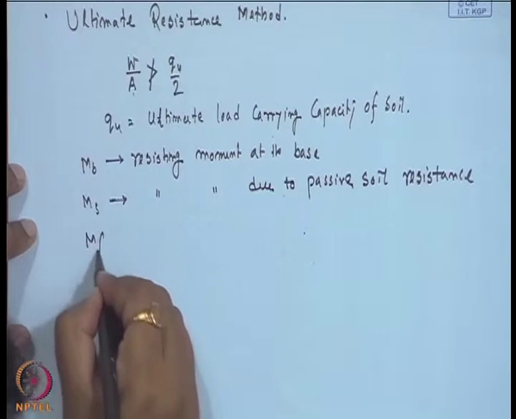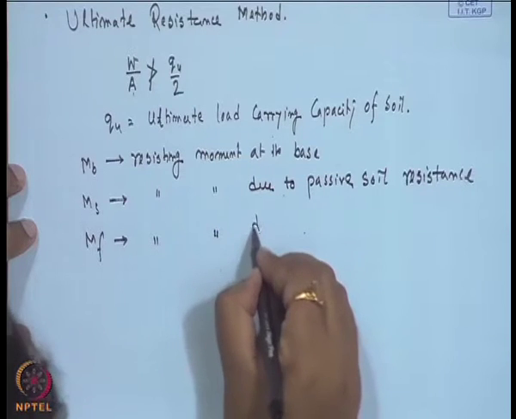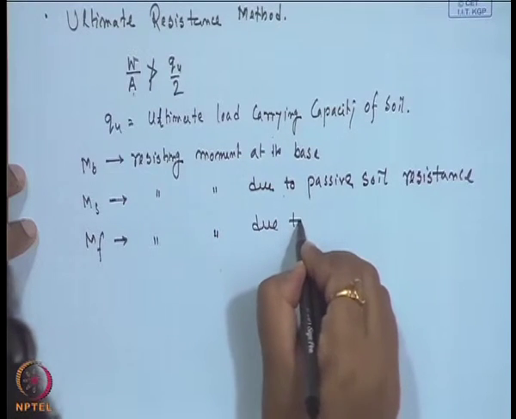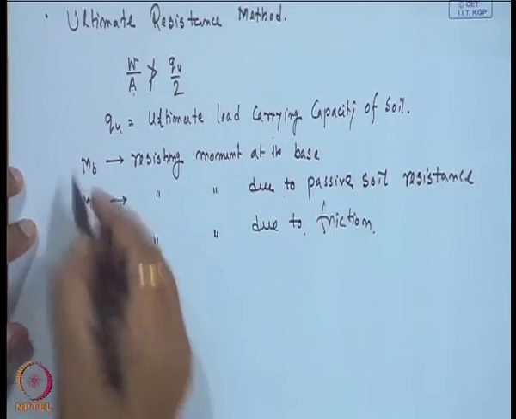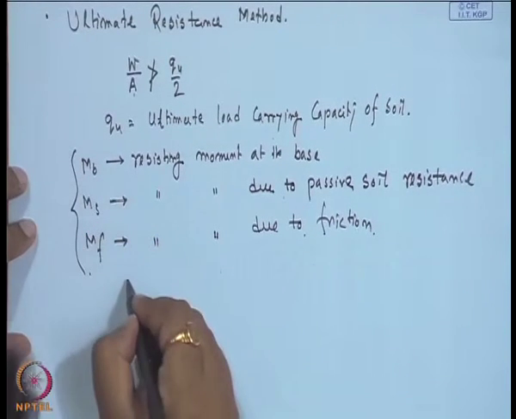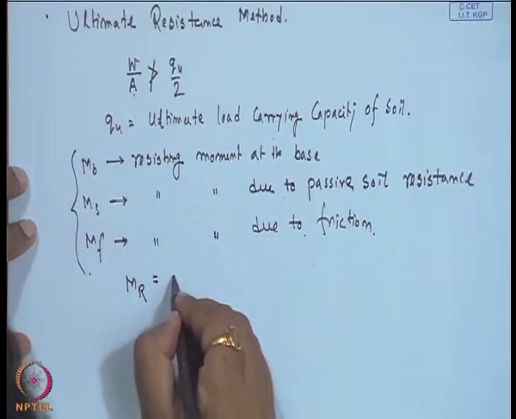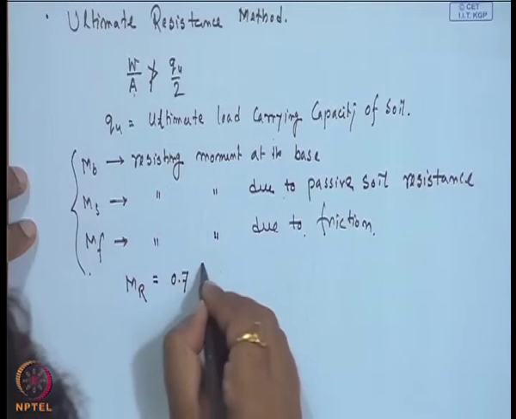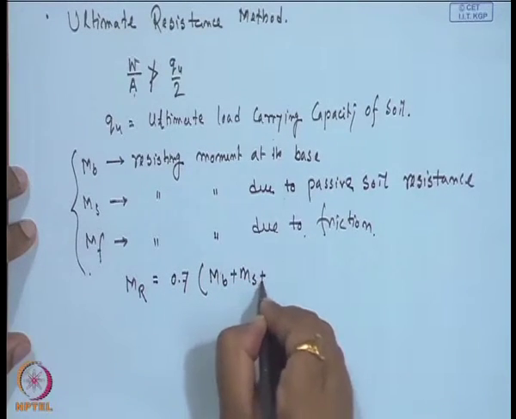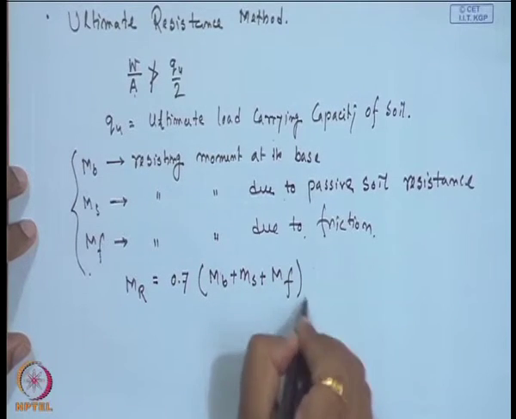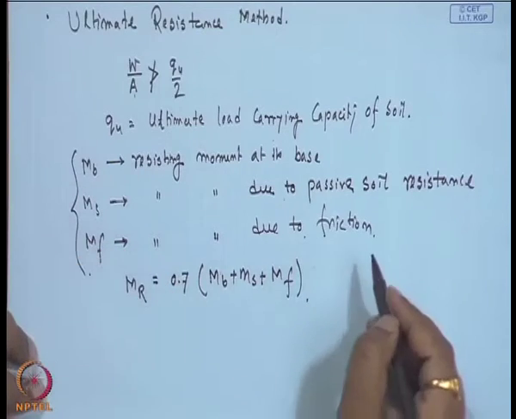Next one is MF, this is also a resisting moment, due to friction. So, we have all three. That means the final resisting moment is taken as 0.7 times of MB plus MS plus MF. So, these are all the resisting moments.